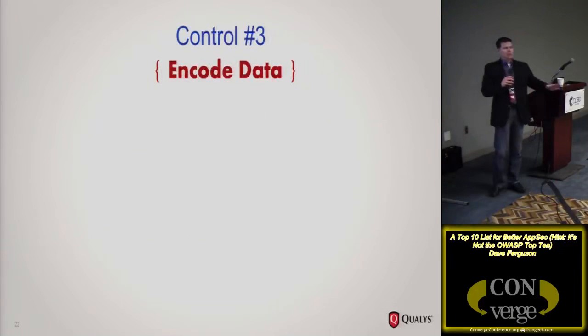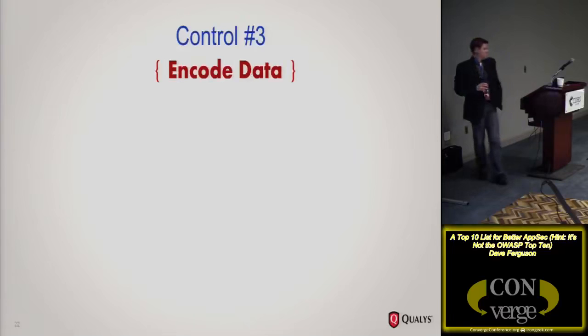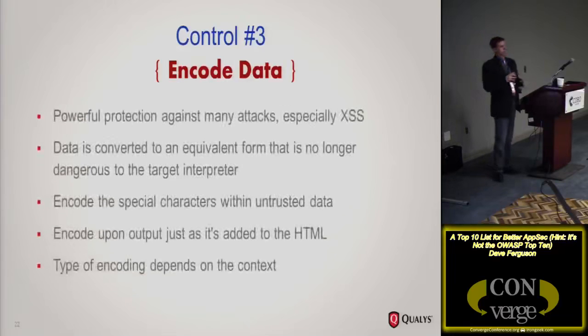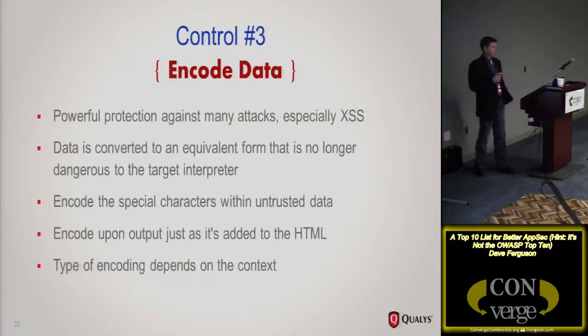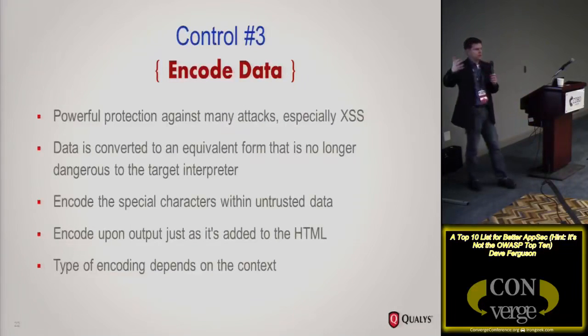So the next step in making sure data is safe to use would be to encode data. That's control number 3. This is going to give you powerful protection against many attacks, especially cross-site scripting. This is where the data is converted to an equivalent form that's no longer dangerous for the targeted interpreter, whether that interpreter is a browser or a database.